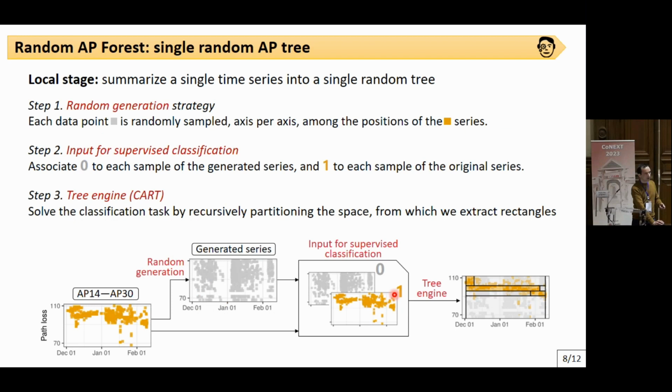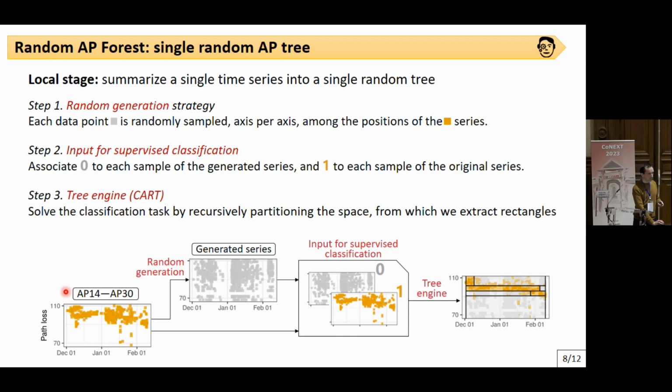So now I would like to discuss the core methodology of the method, which is how we proceed to detect the change point on the series. It's in 2 steps, and first I will focus on the local stage, which is how to summarize a single time series with a single random tree. In this stage, we proceed in 3 steps.